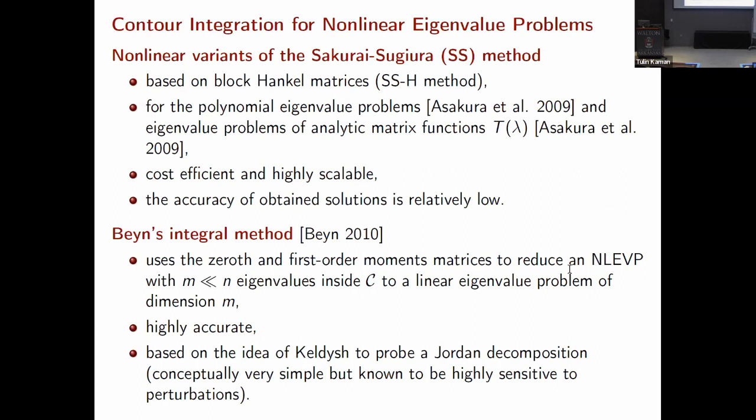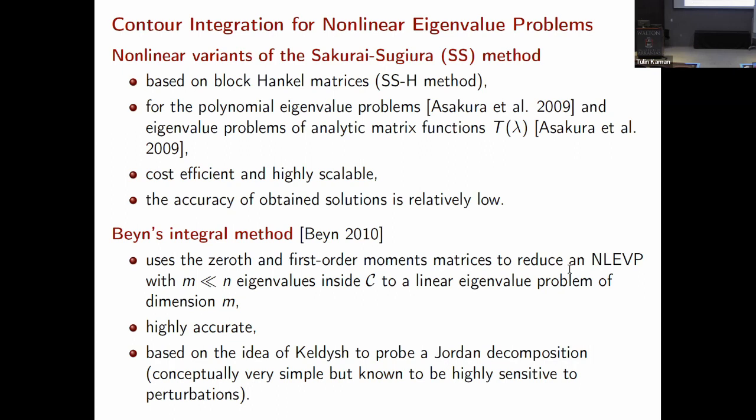Okay, so if we talk about contour integration for nonlinear eigenvalue problems, as I mentioned, there are different methods, nonlinear variants of Sakurai-Segura. So the first results were only for the analytic matrix function, but there was a problem with accuracy, which was fixed later on. So that was one of the earliest methods, also using contour integrals.